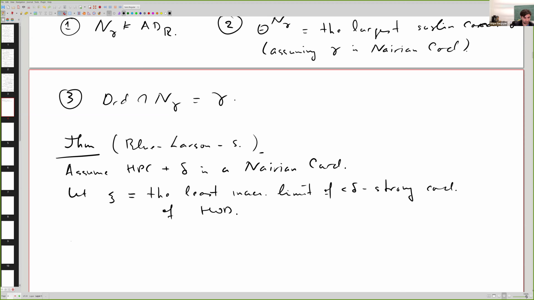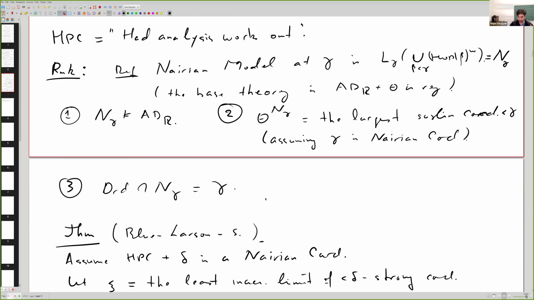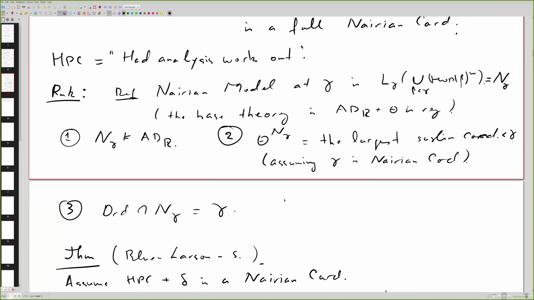Grigor, I'm a bit confused. What happens in the case that N gamma is not full? What is theta in that case? If it's a Nairian cardinal, it's always the largest Suslin cardinal less than gamma. Nairian cardinal means this is a model of ZF, and gamma is a model of ZF. But what is the difference? The point is the largest Suslin axiom. I'm a bit lost, apologies, but I don't see what happens.